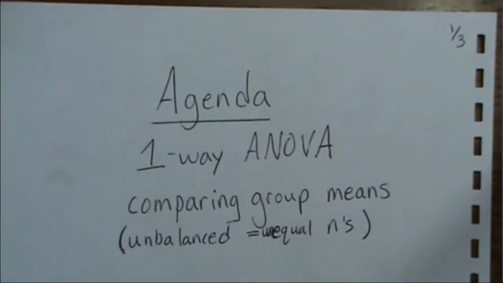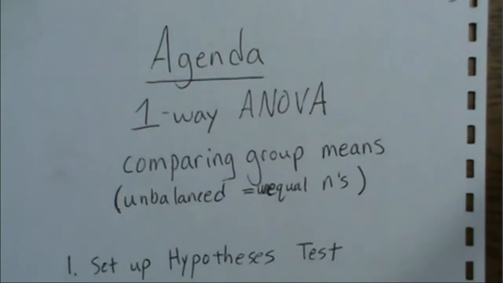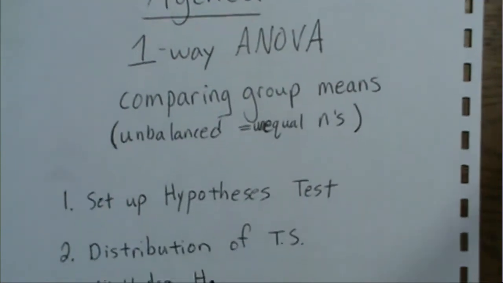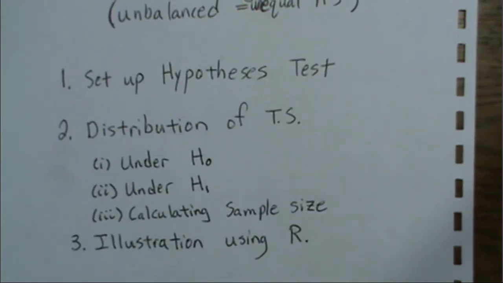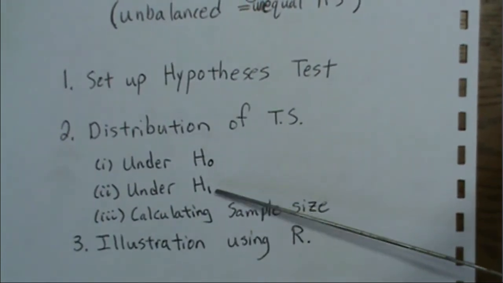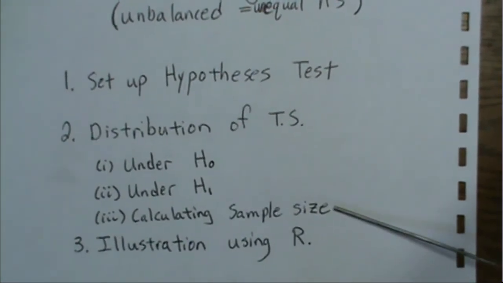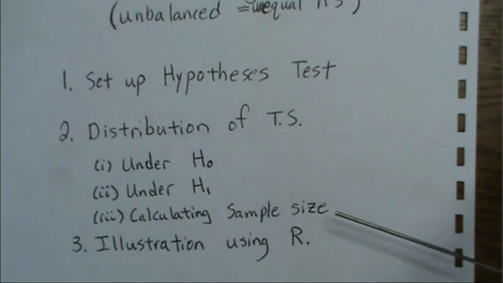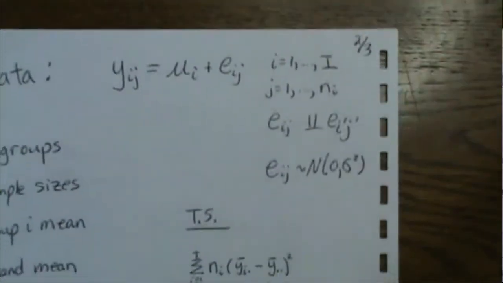The agenda for the one-way ANOVA comparing group means in an unbalanced setting is the following. We're going to set up the hypothesis test, and then we're going to look at the distribution of the test statistic under the null and the alternative. Calculating power in this setting is pretty straightforward. However, calculating sample size is not; we need to introduce a little more structure. And then all this will be illustrated within R.